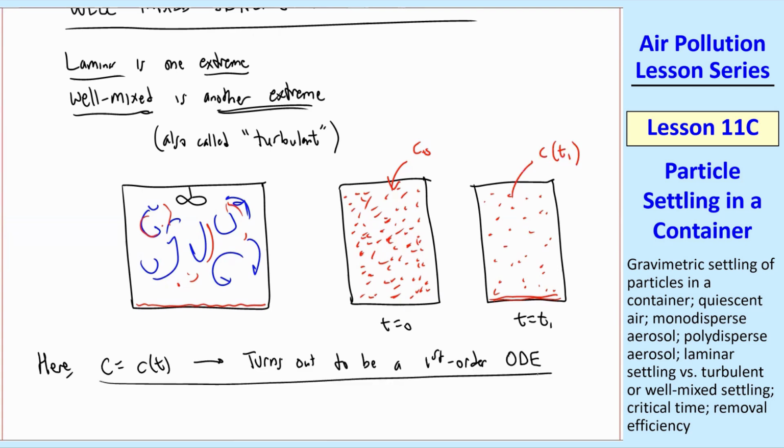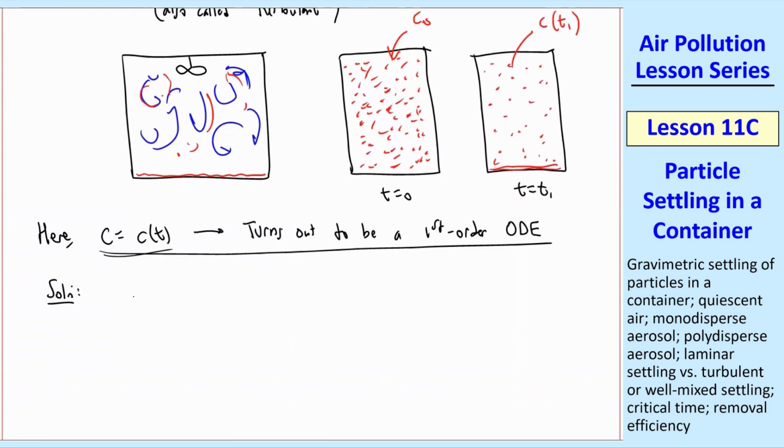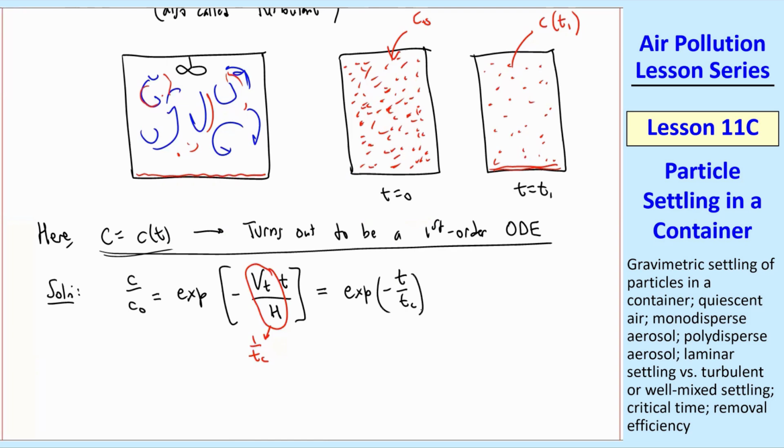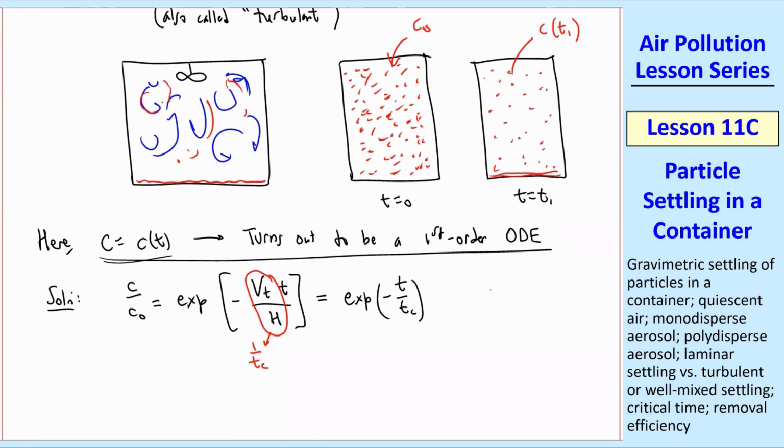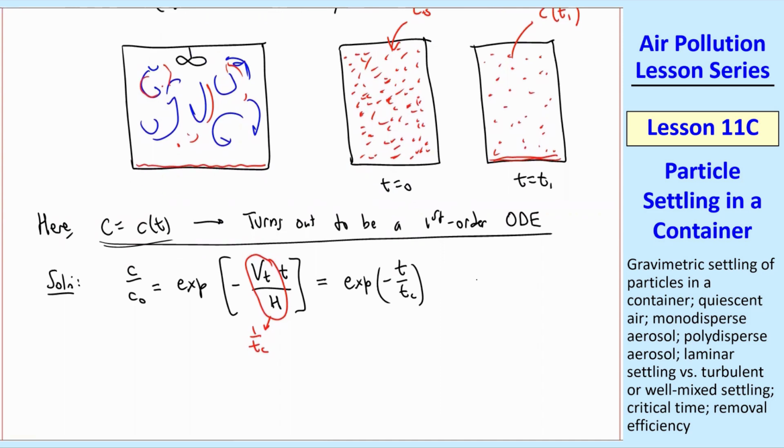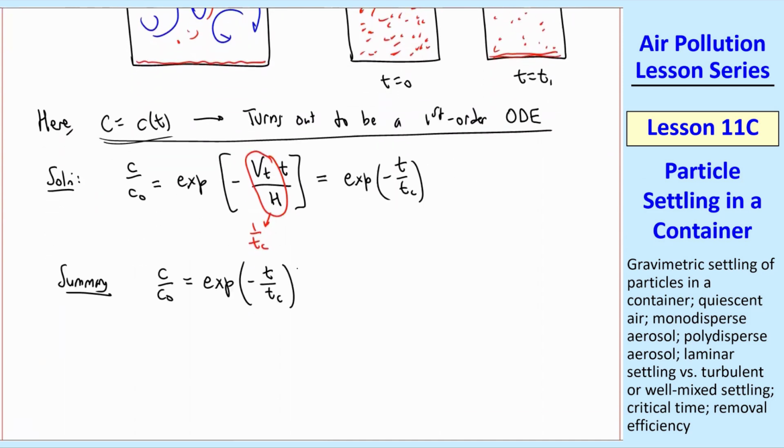Well, if you do the math, and I'm not going to go through all the details, it's pretty simple, but it turns out to be a first order ODE for C as a function of time. I'll just give you the solution. C over C naught is exp, exponential function, to the negative VT, T over H exponent. Or again, defining this as 1 over TC, this becomes exp of negative T over TC. This will be an exponential decay that theoretically never hits 0, but it asymptotes to 0. So we don't need a two-part equation like we did with the laminar case. In summary, C over C naught is exp negative T over TC.